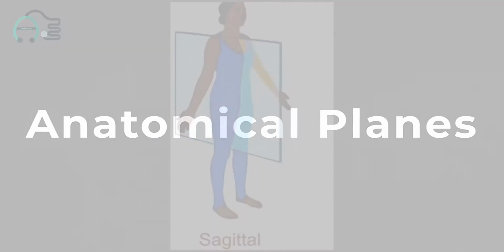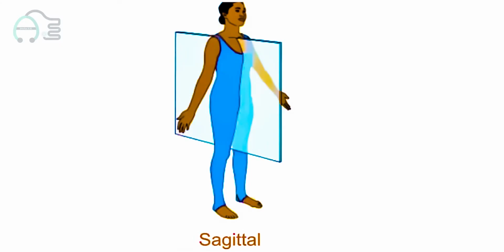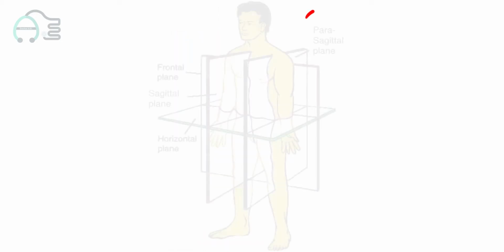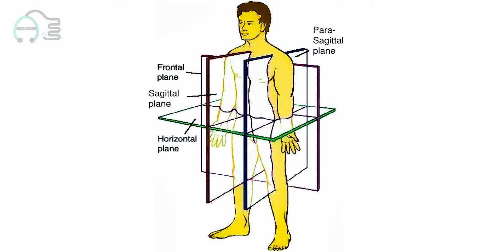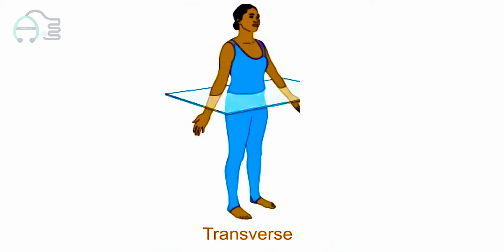Anatomical planes. Sagittal plane, which is a vertical plane which passes exactly in the middle line of the body. It divides the body into equal right and left halves. It is named after the sagittal suture of the skull. Parasagittal plane, which is a vertical plane which passes one side of and parallel to the middle line of the body. It divides the body into unequal right and left parts.